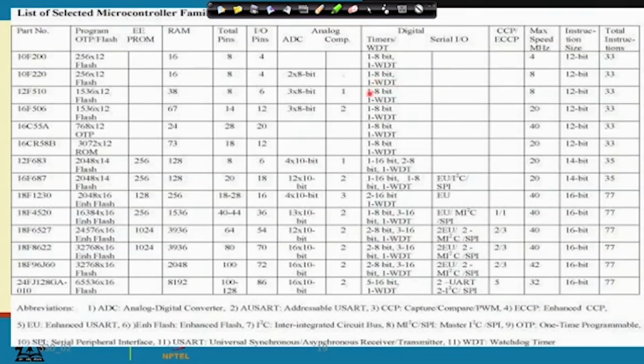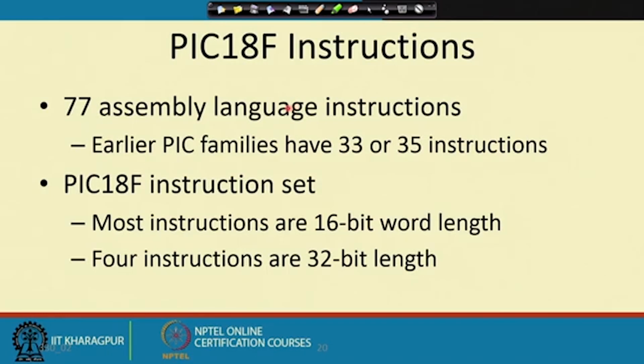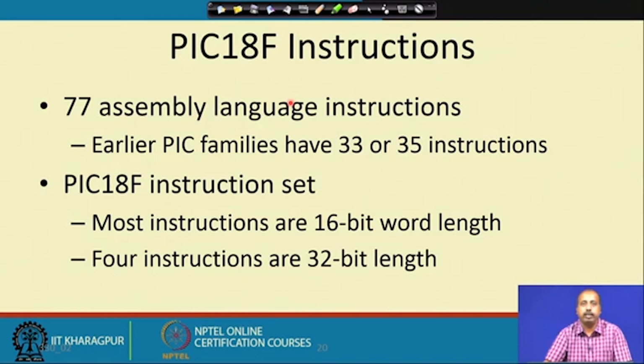This is a list of different PIC controllers that we have, with their capacities. If you look into the instructions, there are 77 assembly language instructions. The previous versions had 33 or 35 instructions, but this new version has a greater number of instructions. That way this PIC has become more powerful. Compared to other processors, the number of instructions is much less, but you will see that this is quite powerful for doing microcontroller applications.